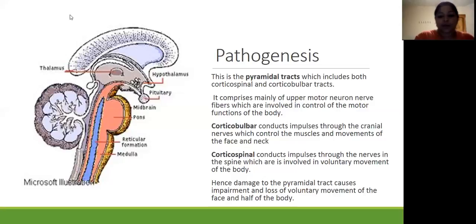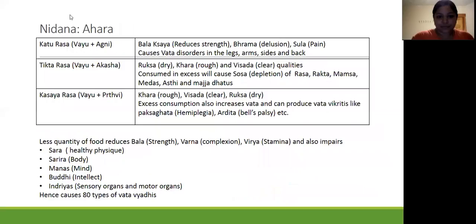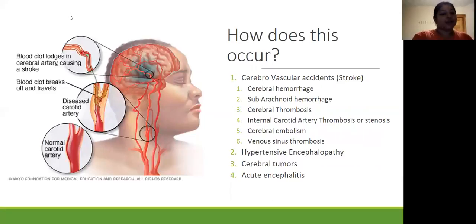Hence, damage to this pyramidal tract causes impairment and loss of voluntary movements of the face and half of the body. Okay? So in looking at that, that's how we can see that in all of these conditions where you have a block, the block is happening in this pyramidal tract, where it's then affecting the cranial nerves as well as the nerves throughout the spinal column, that affects the voluntary movements of our body. Okay, so this is how we look at it. This is the perspective from conventional medicine.